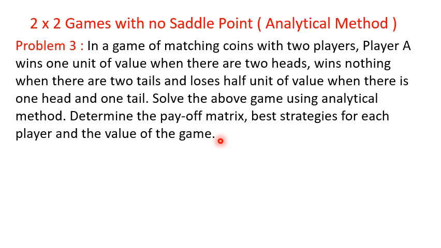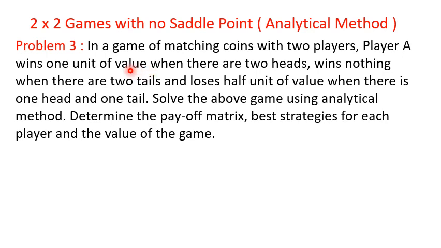So there are two players, two coins. Each player has one true coin with him. Both of them flip the coin simultaneously, and if both the coins fall as heads, that is, the coin that A has tossed falls head, and similarly the coin that player B has tossed also falls head at the same time, there will be two heads. In that case, player A will win 1 unit of value. This 1 unit could be some incentive or some monetary value, let us say 1 rupee.